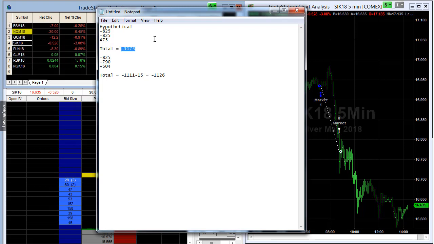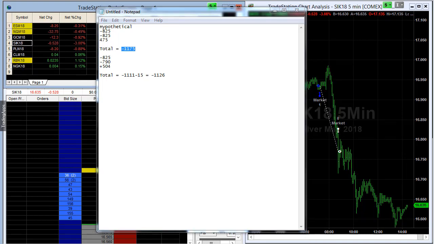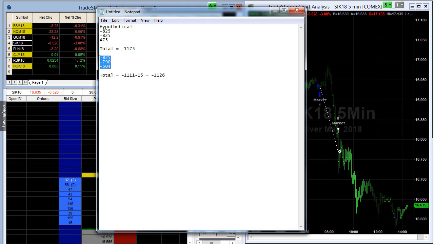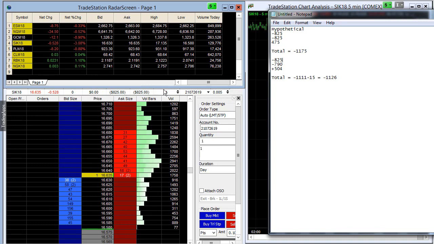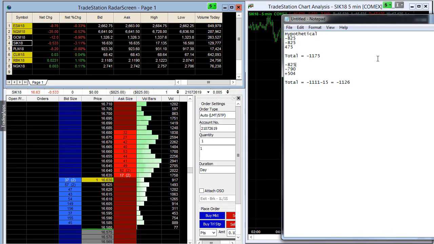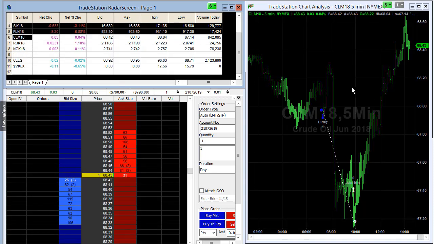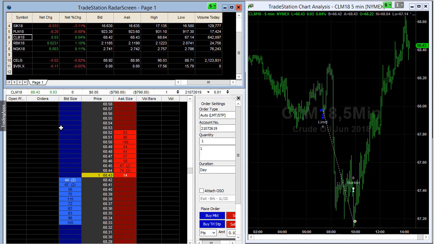Now what were the actual results? The actual results are for the trades before commission, because the commission shows up on your statement and not in the order book. We're going based on what we saw in the order book. We saw minus 825 in silver right here. You saw minus 790 in crude oil. Click on crude oil. You get minus 790.